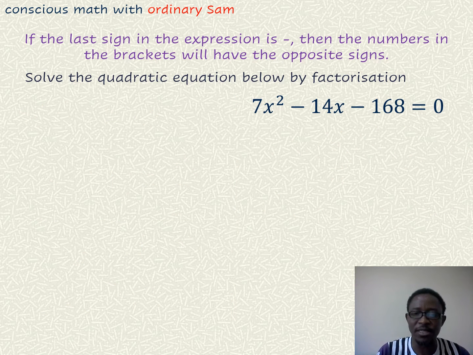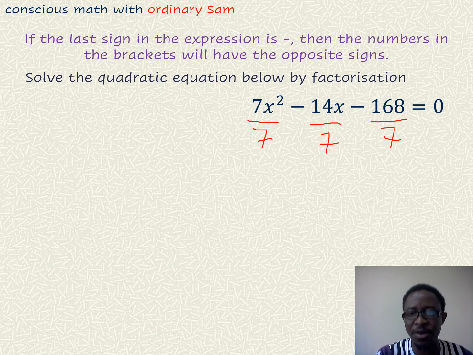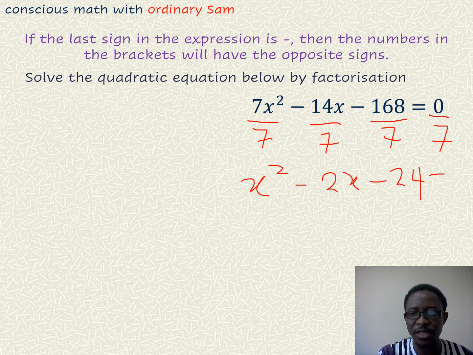Finally, I have this. Again, 7 is able to cut down the other numbers, break them down. So why not? I'll just go ahead and break down by 7, by 7, by 7, and by 7. This becomes x squared, take away 2x, take away 24 is equal to 0. Open my brackets this way, equal to 0.